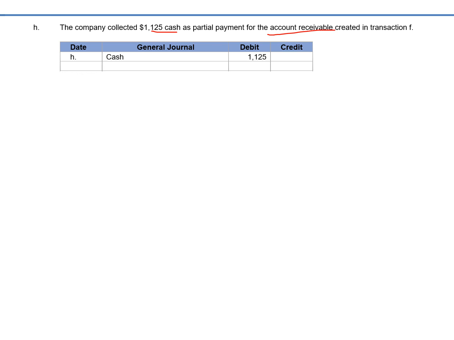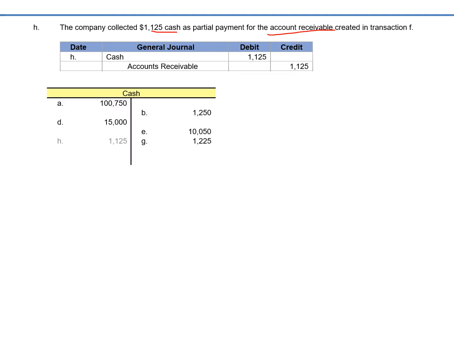So in order to increase our cash, we debit. In order to decrease our accounts receivable, we credit. So we post our debit to cash to the left side of our T account. We post the credit to accounts receivable to the right side of our T account.